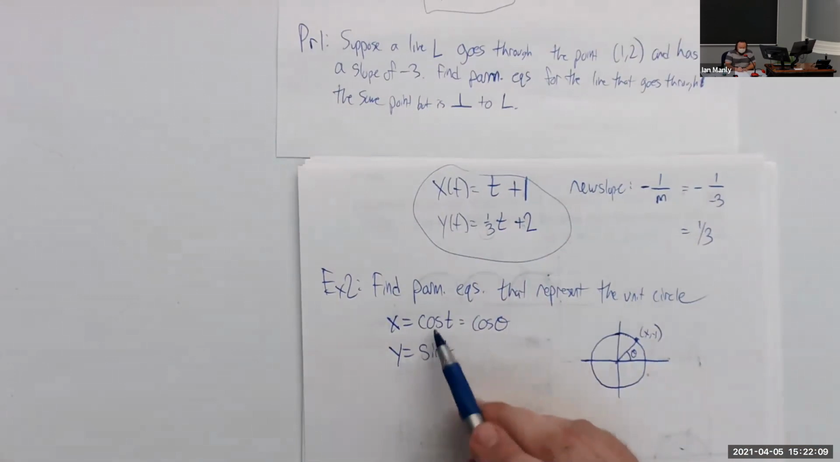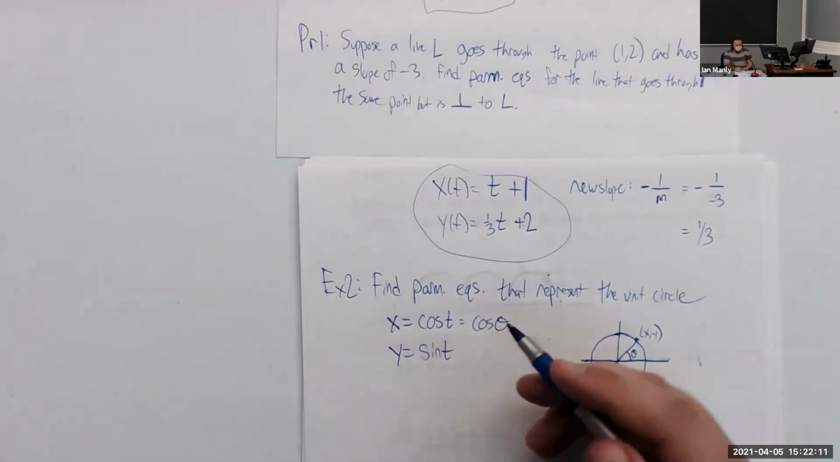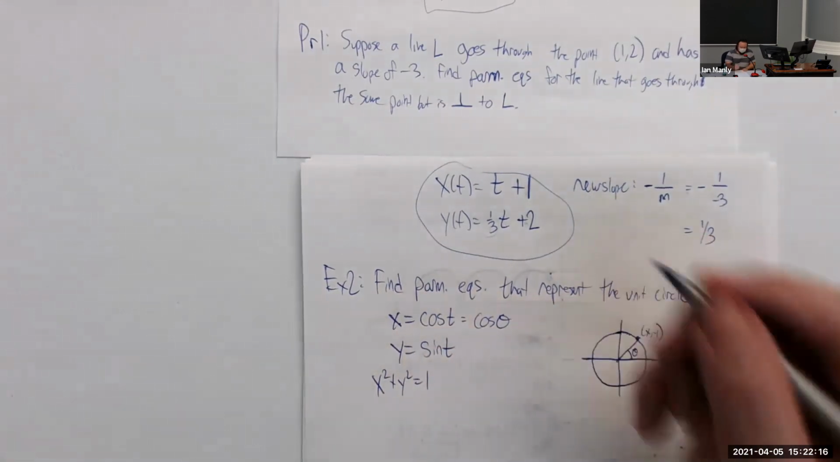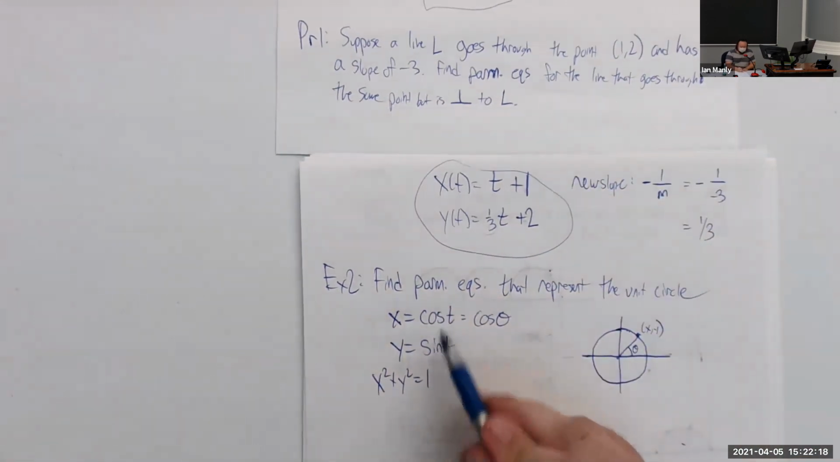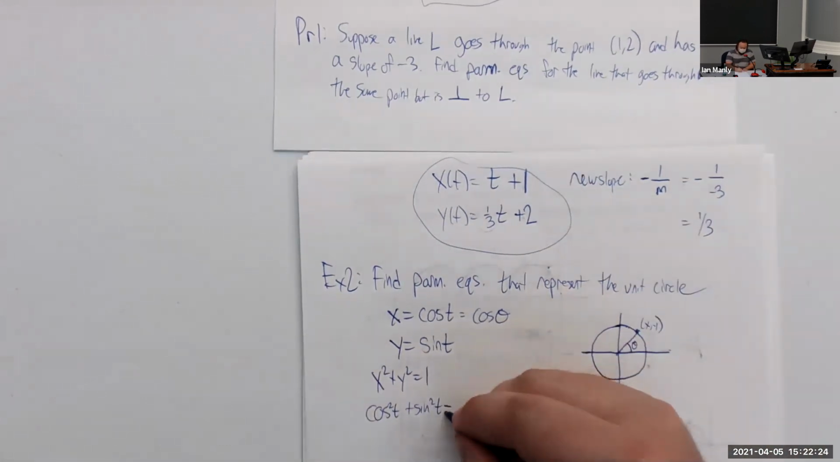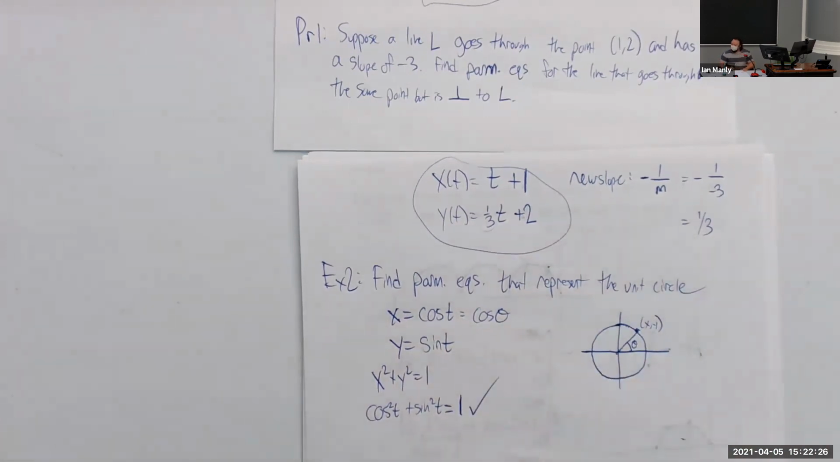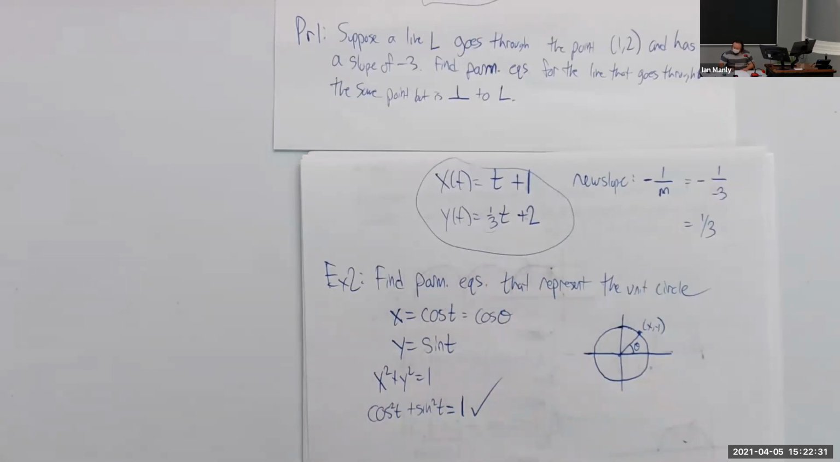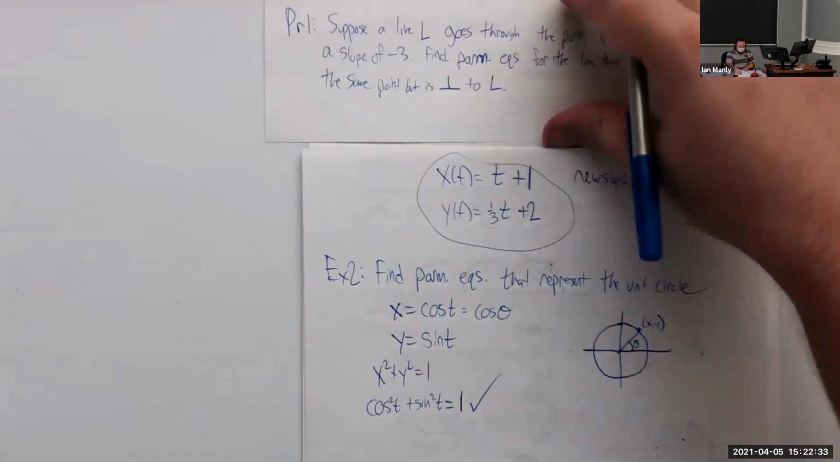Okay, how can we be sure that these represent the unit circle? Well, the unit circle has the equation x squared plus y squared is 1, right? So if I substitute these into here, I have cosine squared plus sine squared. And as we all know, that's also equal to 1 as well. So these are going to be our parametric equations for the unit circle.